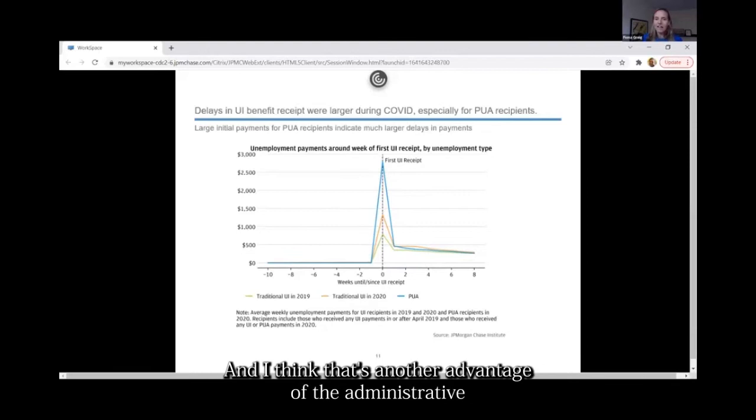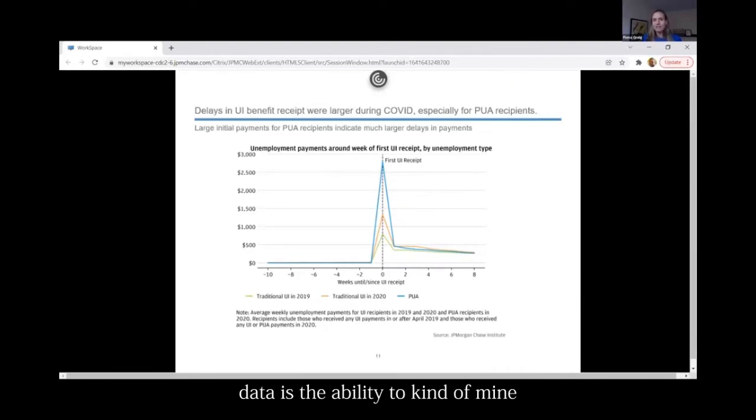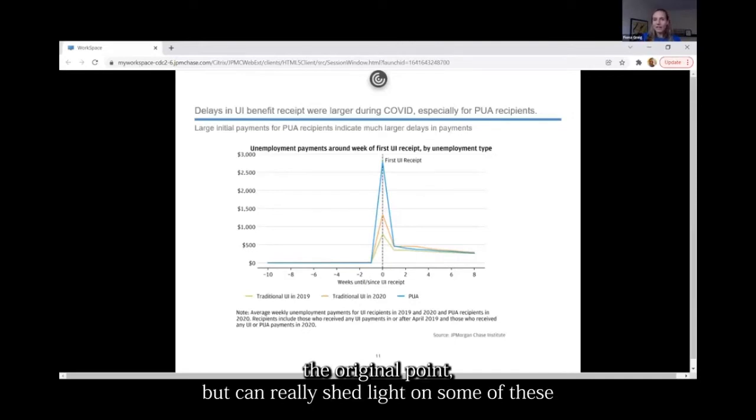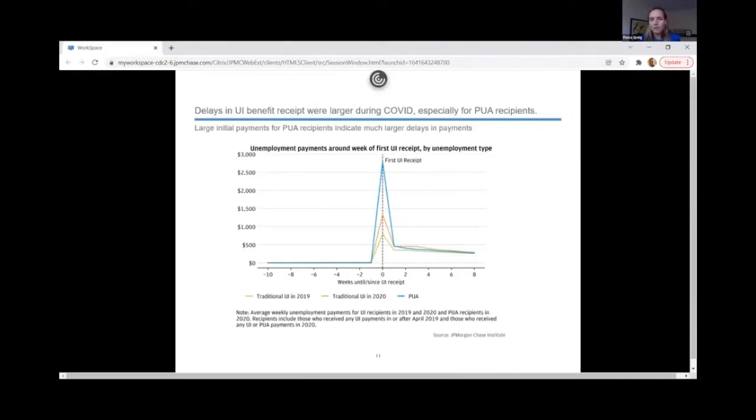And I think that's another advantage of the administrative data: the ability to mine what is a treasure trove, to invest in those transaction strings, et cetera, where that might not have been the original point, but can really shed light on some of these very small subgroups of real importance.